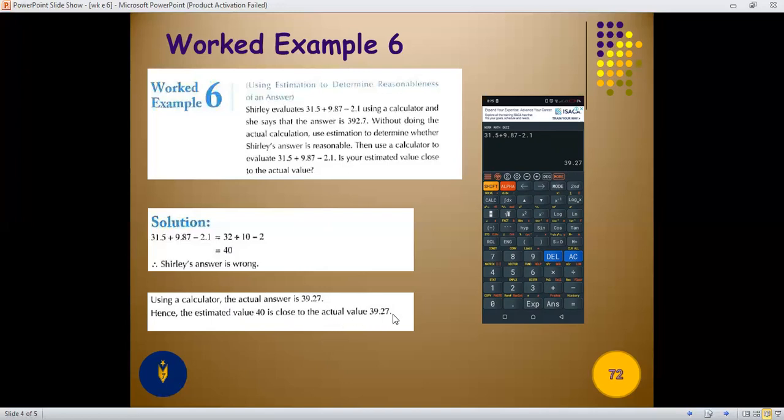So I hope यहाँ तक आप लोगों को समझ में आया होगा. हमारा estimated value and actual value both are almost close and nearest to each other. Okay, in this way हम कह सकते हैं अब कि शिरले आंसर जो है वो completely wrong है. ना ही वो एस्टिमेटेड आंसर से मैच कर रहा है, ना ही एक्चुअल आंसर से. ओके, सो आई होप सो यहाँ तक आप लोगों को समझ में आया होगा.